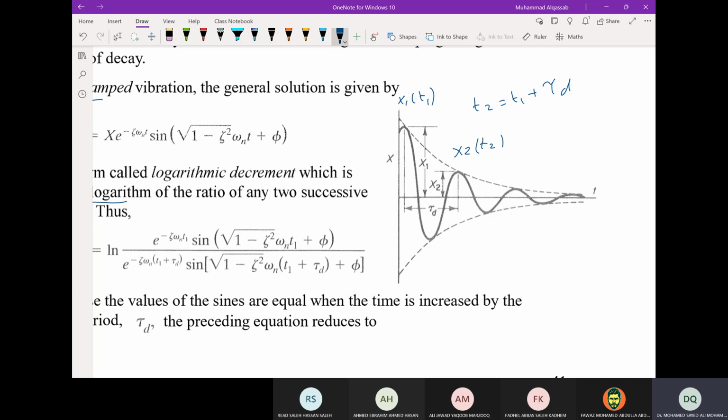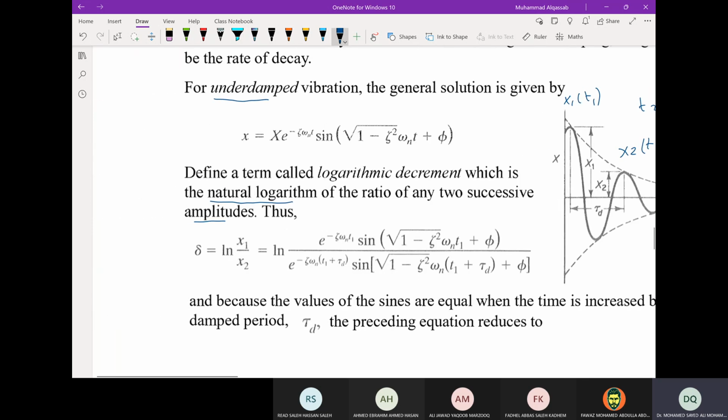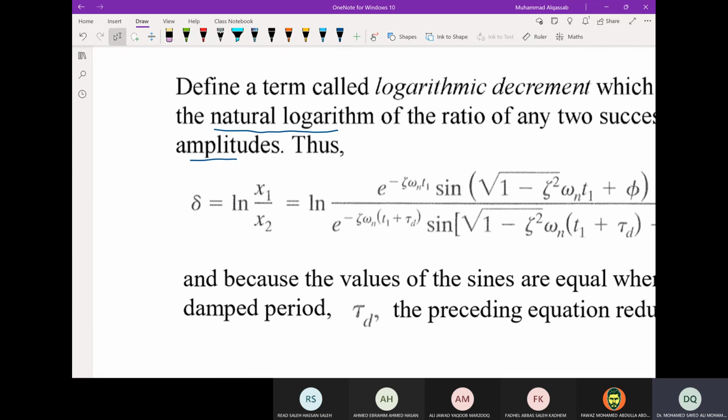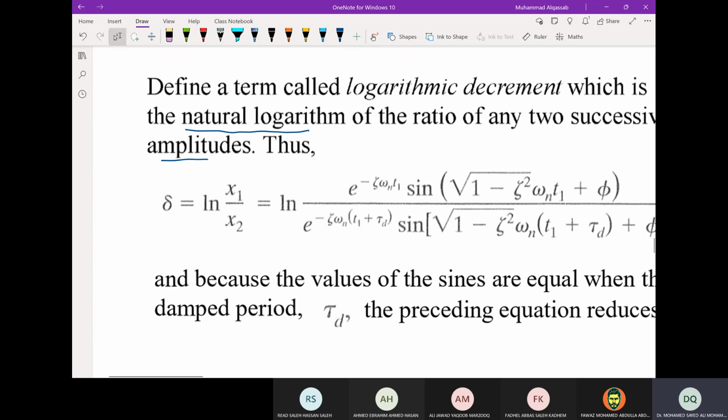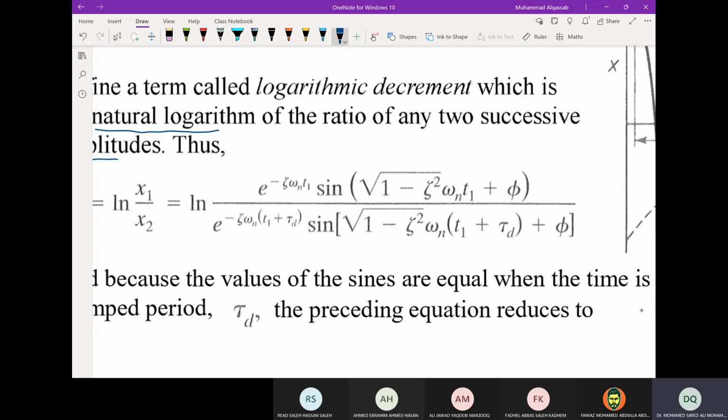So this is the definition of the logarithmic decrement, that delta equal to ln x1 over x2. x1 means at time t1, which when you substitute, it is e to the power minus zeta omega n t1 sine of square root of 1 minus zeta squared omega n t1 plus phi. Divided by e to the power minus zeta omega n t2, which is t1 plus tau d, sine of square root of 1 minus zeta squared omega n t1 plus tau d plus phi.